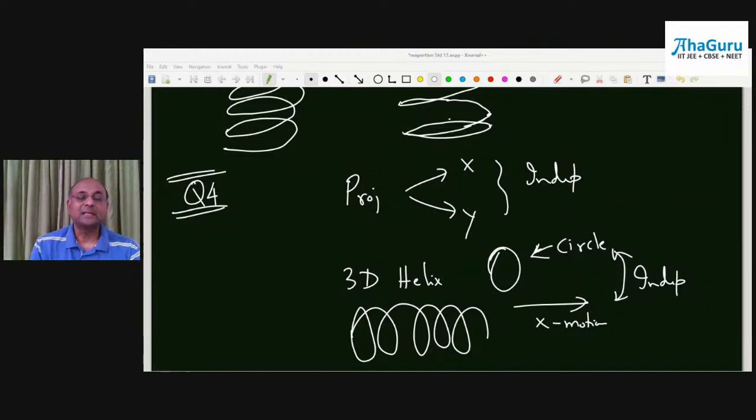Nagvekar has asked, does the helix expand? No, not in this case. The helix does not expand. Is it possible for the helix to expand? There must be something that makes it faster in the perpendicular direction.